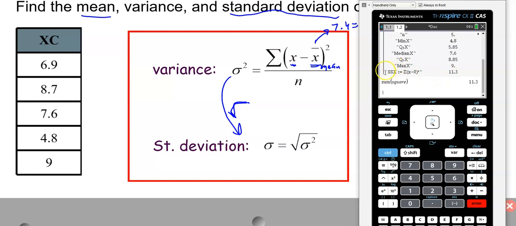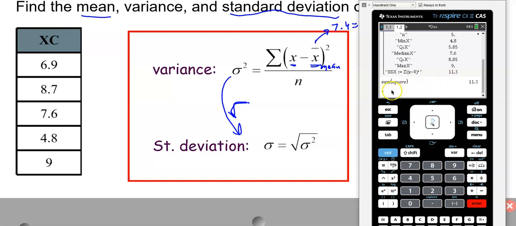If you notice in your one variable stats, SSX is the sum of the squares. So we just did it by hand to get it. We're actually calculating something that the calculator will do here for us. So this is the only time we'll do it by hand, but we will do it this time by hand. So we get this 11.3. That is the sum of squares.